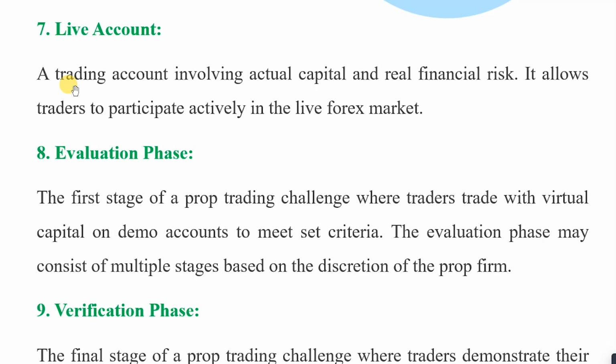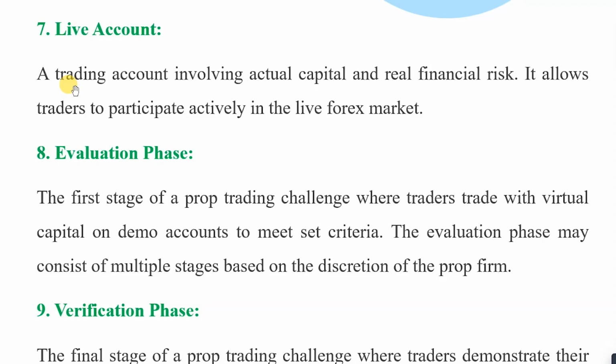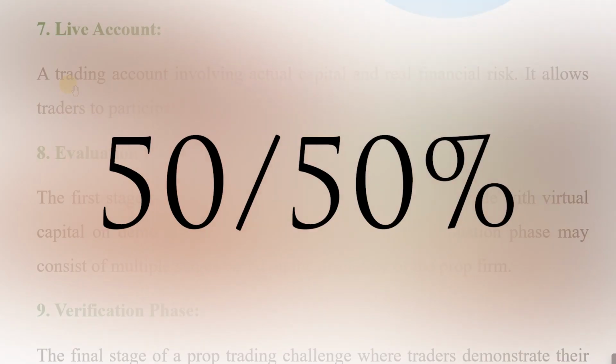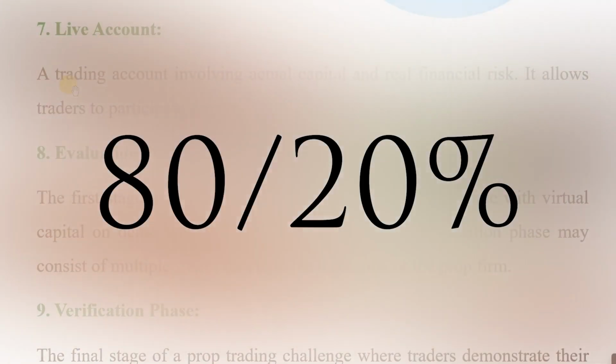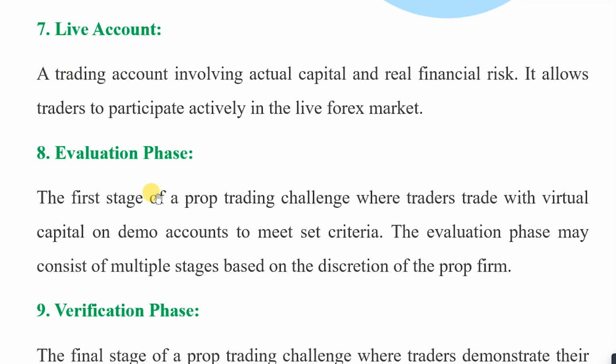If you pass the challenge, then you'll be funded with a live account whereby you begin to trade, and at the end of a specific period, which could be 2 weeks or 1 month, you are eligible to withdraw your profits. And when you withdraw that profit, you're going to split the profit between you and the prop firm. The prop firm can decide to take 50% while you keep 50%, or some will take 20% while you keep 80%, and some will decide to give you the 100%. So it depends on the prop firm you are working with.